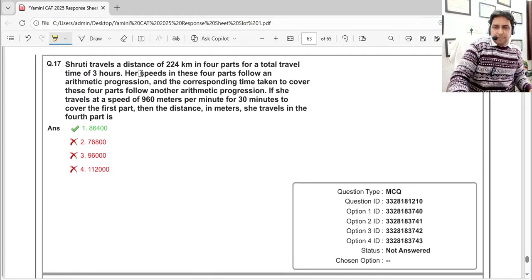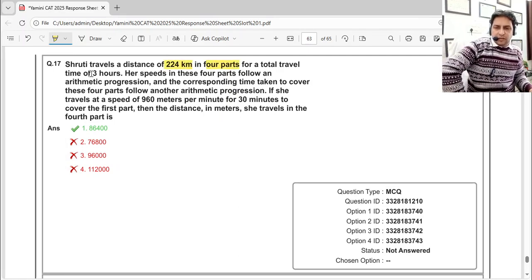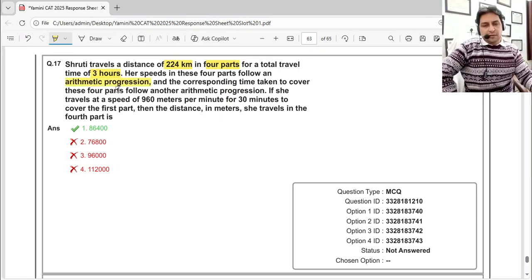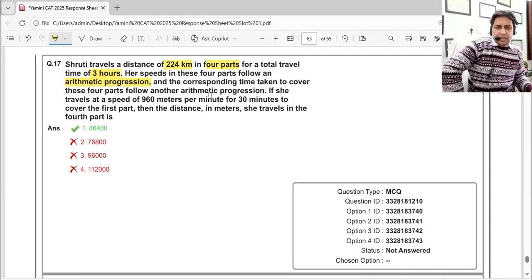Now here they say Q travels a distance of 224 kilometers in 4 parts, total travel time of 3 hours. The speeds of these 4 parts form an arithmetic progression. Okay, it's an arithmetic progression. Let's do it anyway. It is AP and GP, but it is time, speed and distance. The corresponding time taken to cover these 4 parts, so time taken is also following an arithmetic progression.